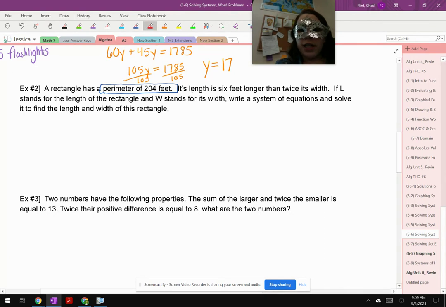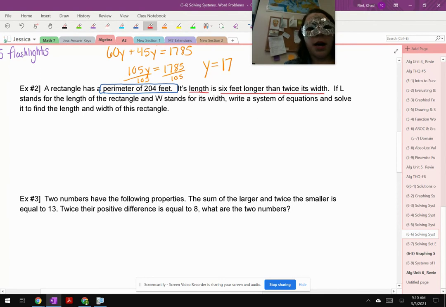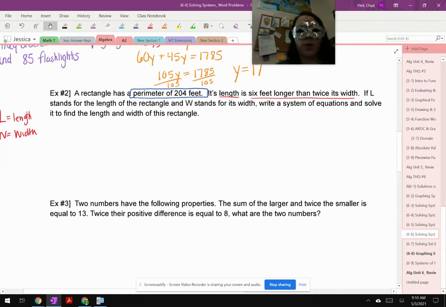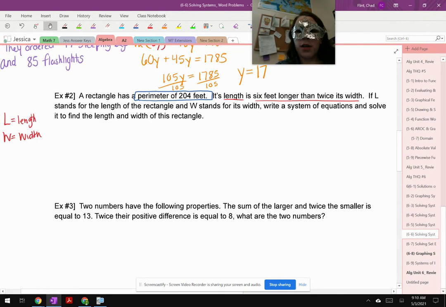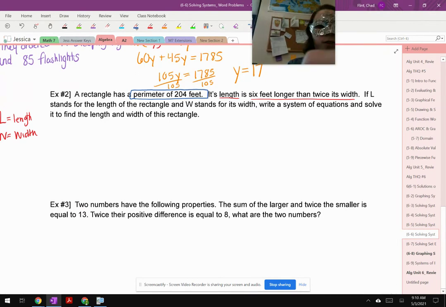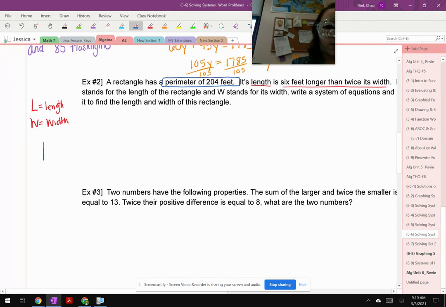So we have a length that is 6 feet longer than twice the width. They're giving us let statements already. They're telling me L stands for the length and W stands for the width. So L equals length and W equals width, which I didn't need to rewrite, I just like to. Write a system of equations and solve it to find the length and the width of the rectangle.